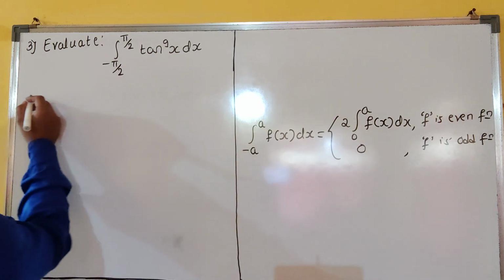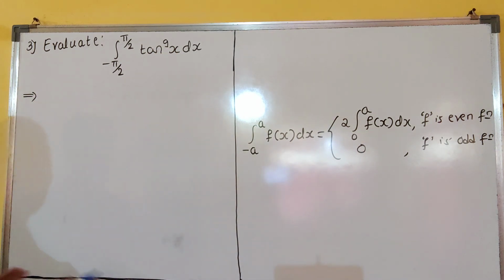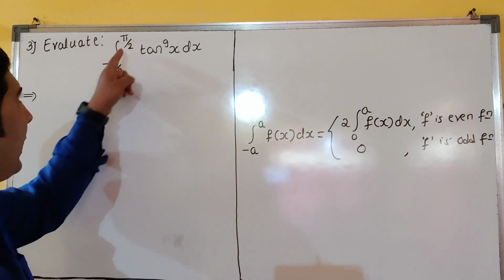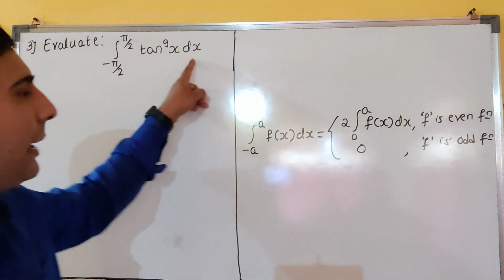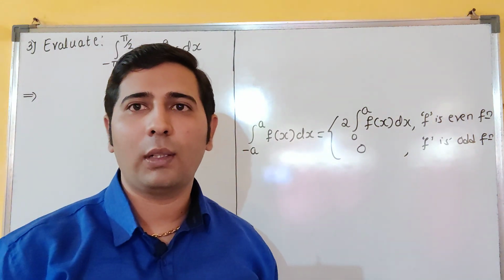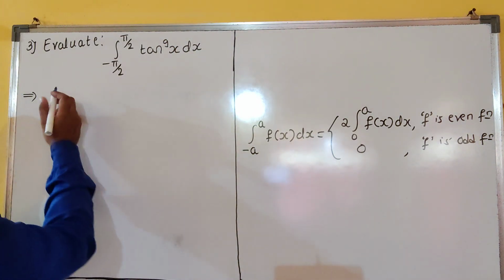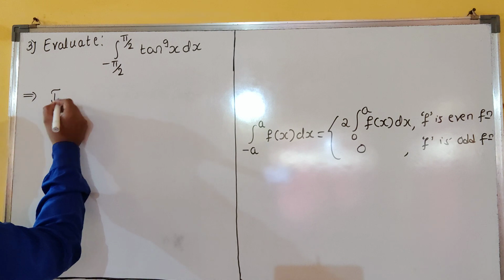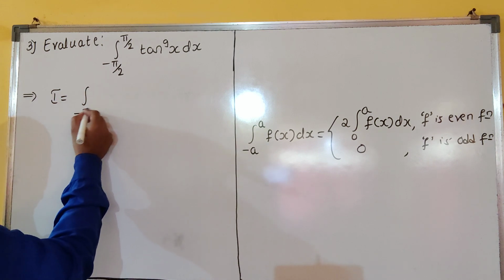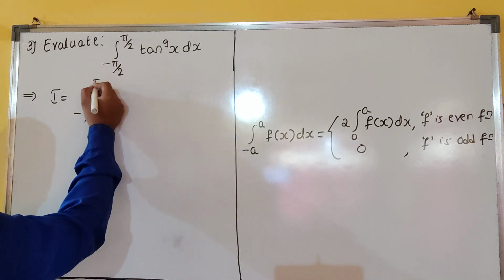Now see here, this is a wonderful question. Integration of minus 90 to plus 90 tan raised to 9x into dx. Now how to solve, dear students? It is a very easy sum. This is a halwa question for you in the board exam. The board has given a halwa question for you.